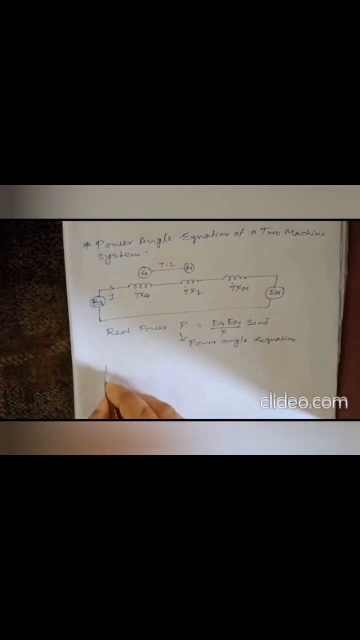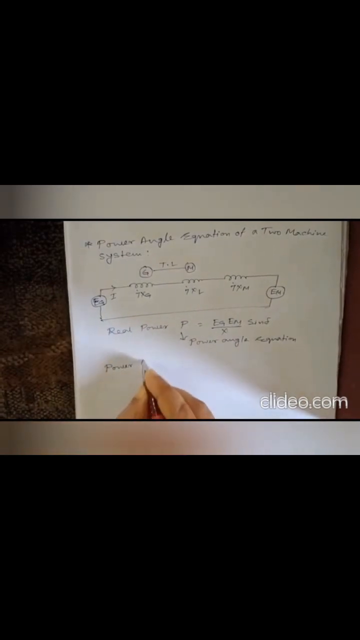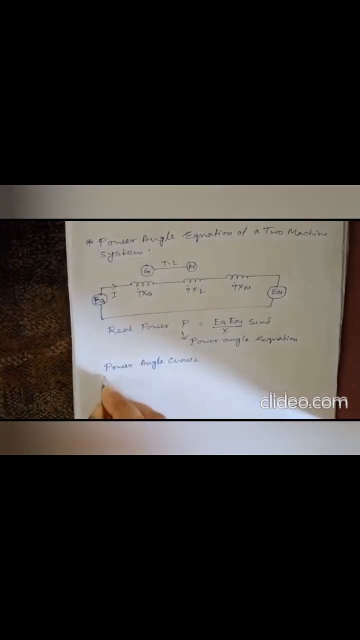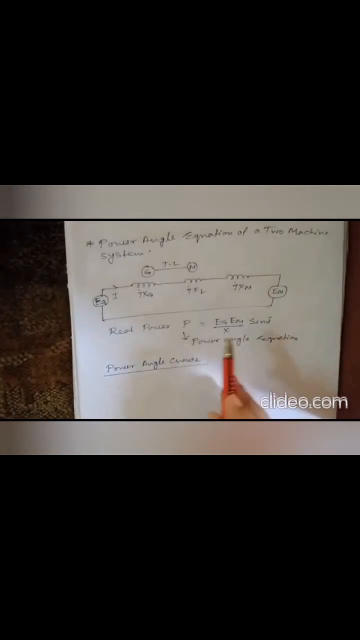Now, power angle curve. If the curve of delta versus P is plotted, then it is called the power angle curve. First, draw this picture.